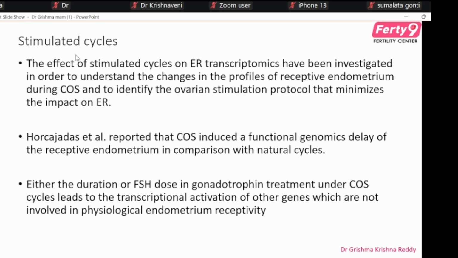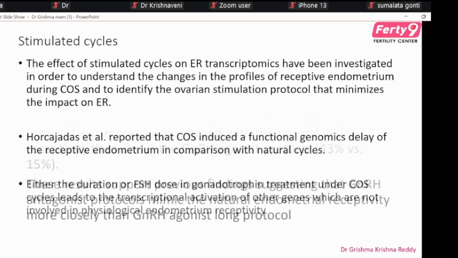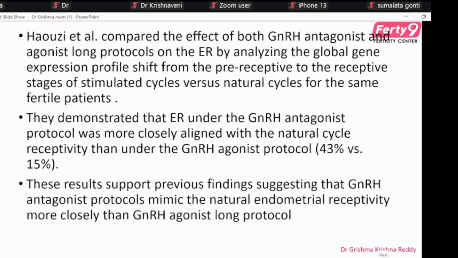So again, in the stimulated cycles, what will happen to this ER transcriptomics? Again, there is a change in the profile of the receptive endometrium. This stimulation induced a functional genomics delay of the receptive endometrium. This can be due to increased gonadotropin dose or agonist cycle, antagonist cycle, whatever it may be. So it again affects this endometrial receptivity transcriptomics. Whatever protocols we might be using, that also can affect the endometrial receptivity.